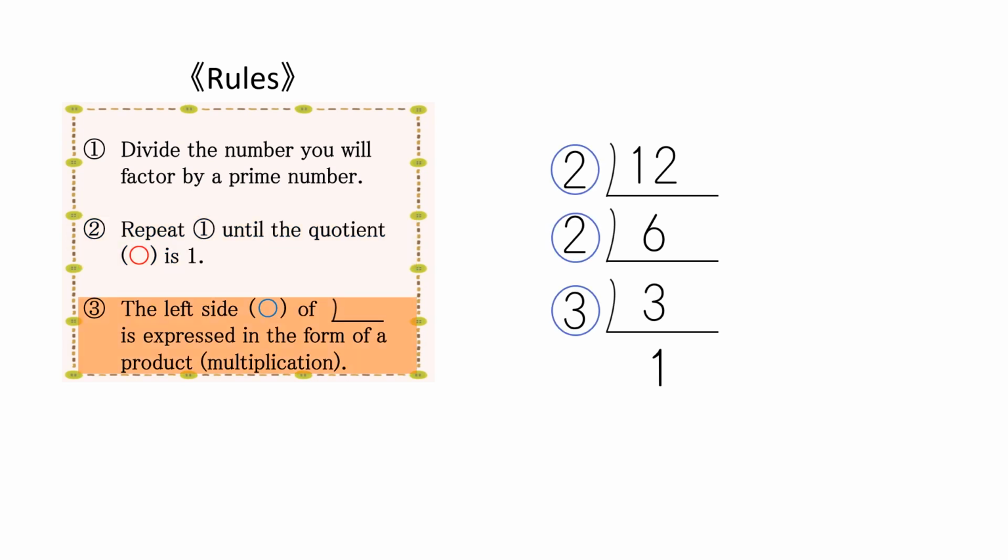Finally, the prime factorization is completed when the blue circle on the left side is represented by a product. This time, we get 12 is equal to 2 times 2 times 3. That concludes our explanation of prime factorization.